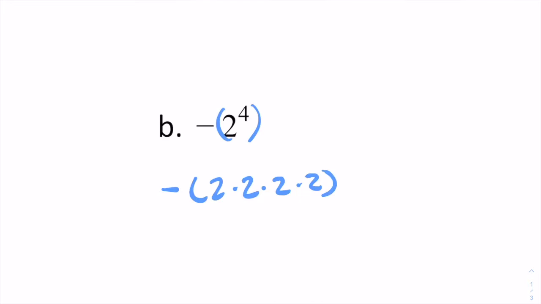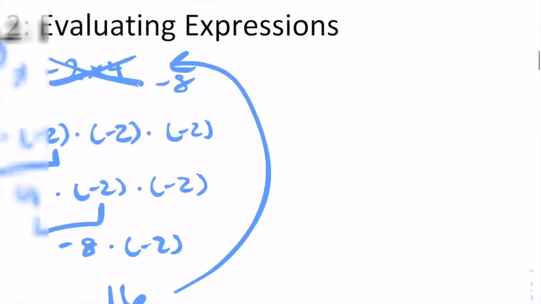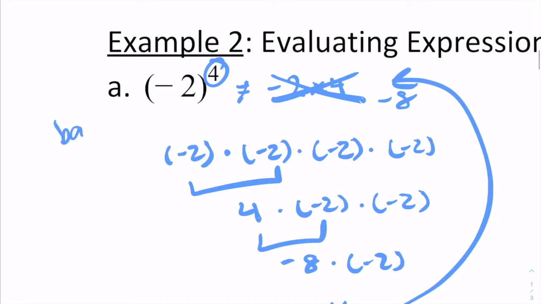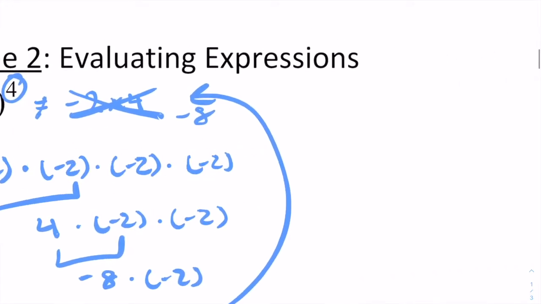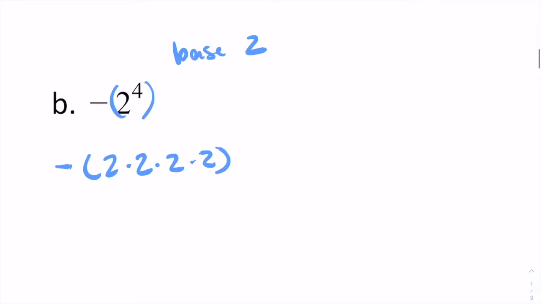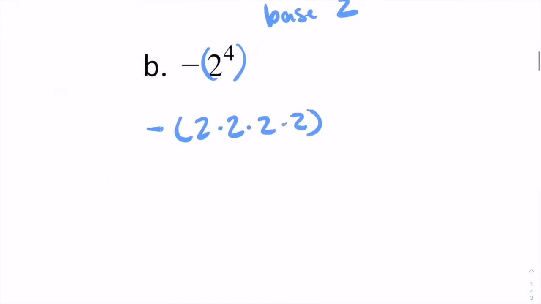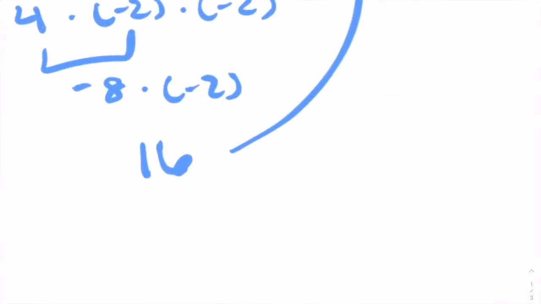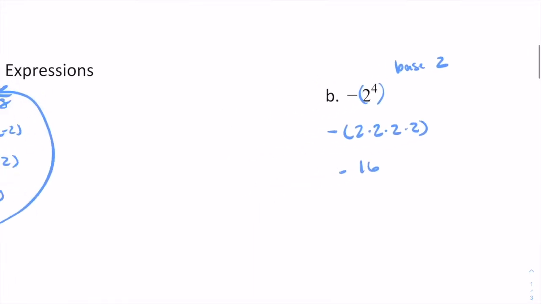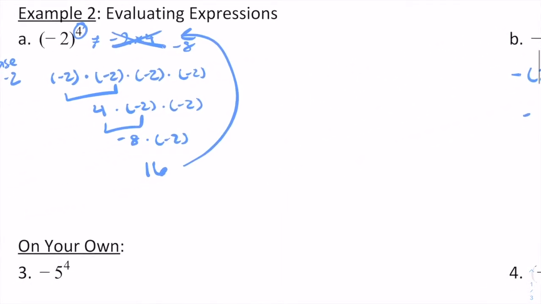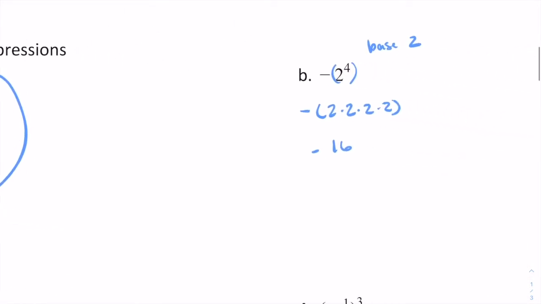In this one, the base is 2. In this one, the base is negative 2. Notice how those are different, and you have to do them separately. 2 times 2 times 2 times 2 is 16, and you get negative 16 as your final answer. You see how this one you get positive, and this one you get negative, so they are going to be different. So please be careful, use parentheses when necessary, and don't use them when not necessary as well.